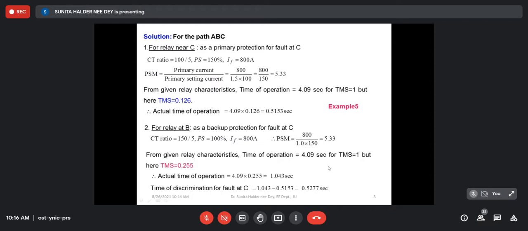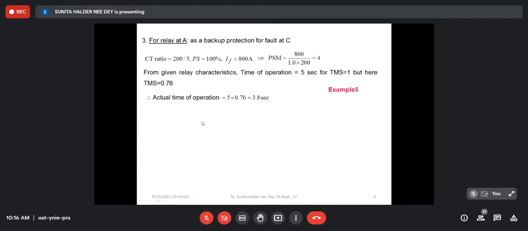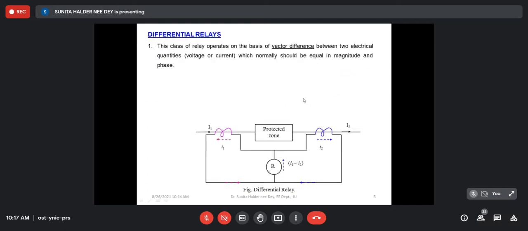Similarly, in this way, we can calculate for the opposite path also and for the relay at A also. So this is a repetitive process. I think you can do it, but you must do it yourself. So this is the directional overcurrent relay.